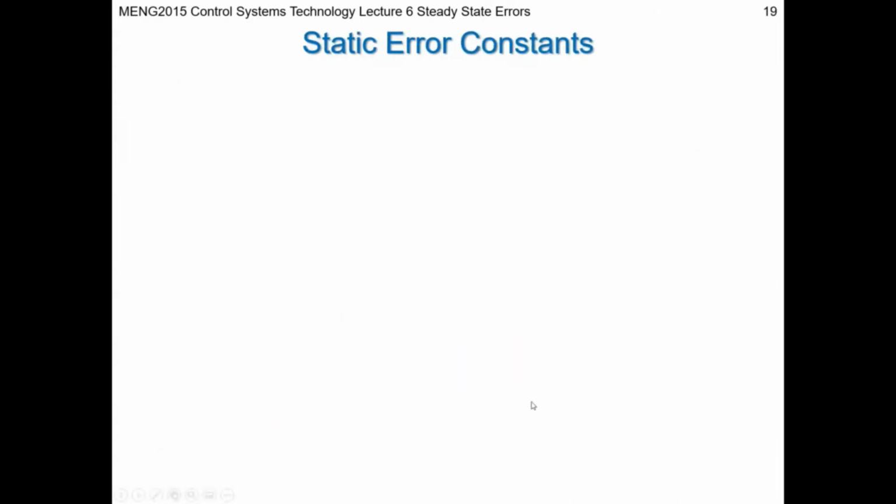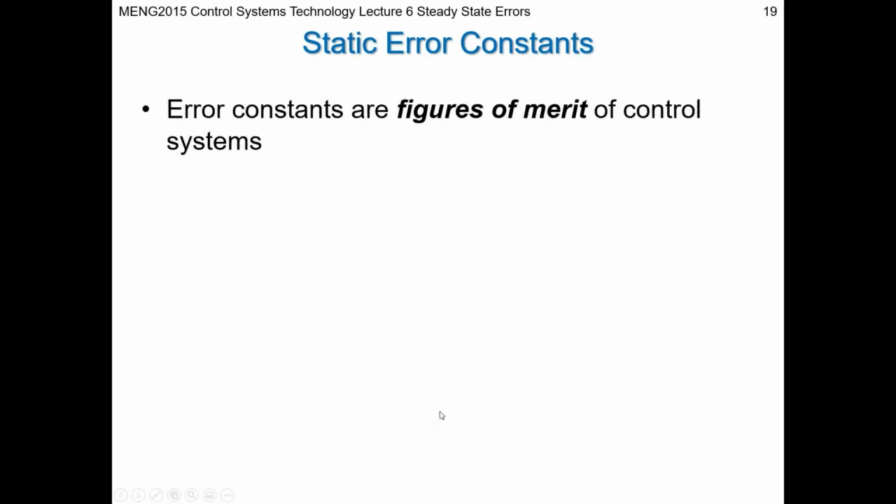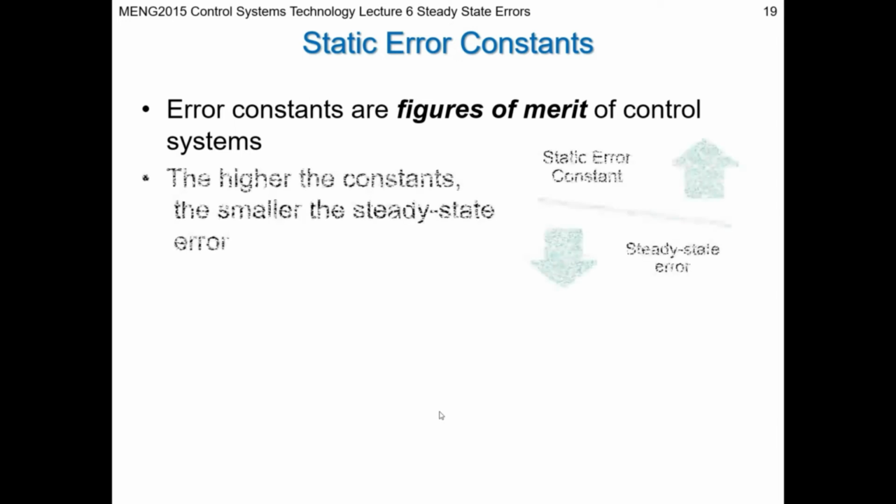So let's talk now about static error constants. This is what we call figures of merit of control systems. This is something which we could look at to determine how well a system behaves, how good it is, if you like.